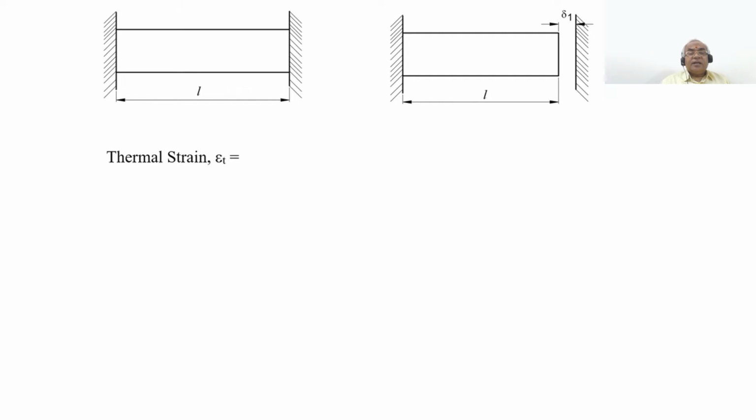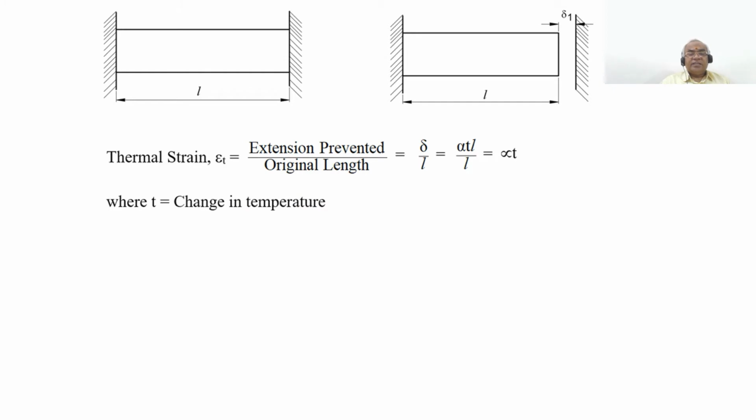So what is the thermal strain? Epsilon T is equal to the extension prevented divided by the original length. The extension prevented is delta by L, which is equal to alpha into T into L by L, which is alpha into T. That is epsilon T, where T is the change in temperature and alpha is the coefficient of thermal expansion.